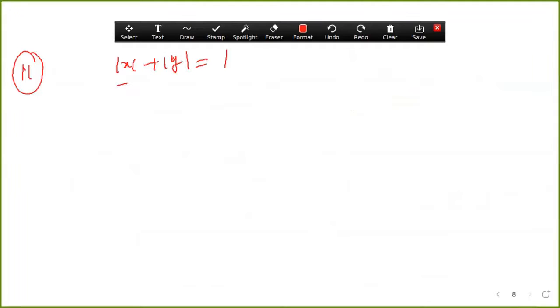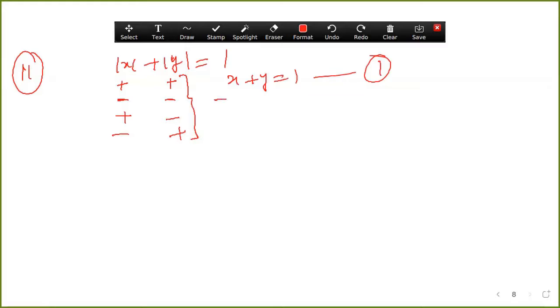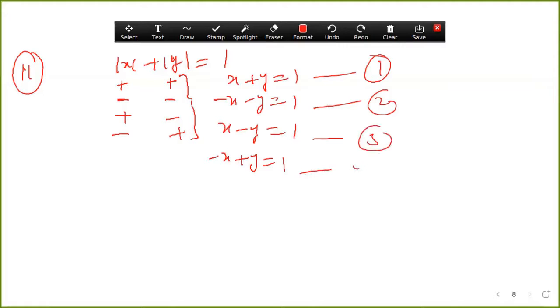It means this is positive, and there will be four cases. If this is negative, this is negative. Suppose this is positive, maybe this is negative, negative, positive. These four cases can be written: x plus y is equal to 1, first equation. Second one will be minus x minus y is equal to 1. Third one, x minus y equal to 1. Fourth one, minus x plus y will be equal to 1. There are four equations in one equation, mod x plus mod y is equal to 1.